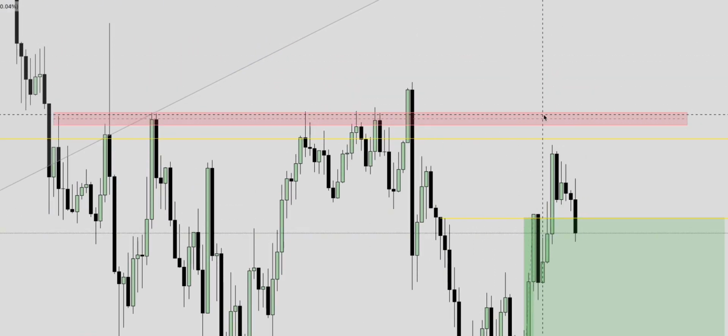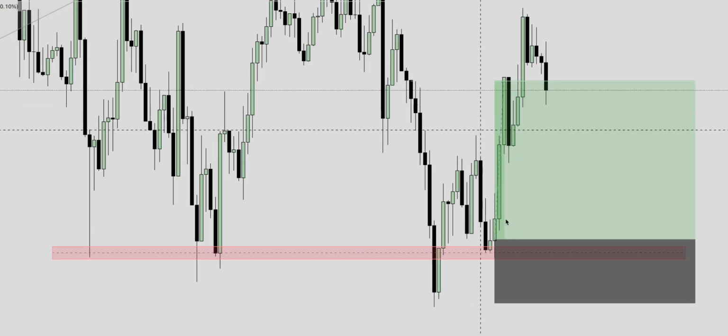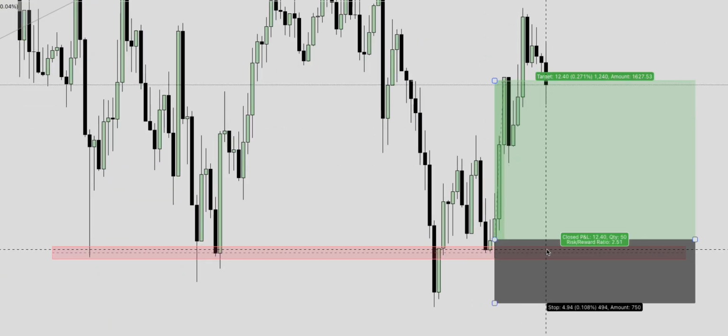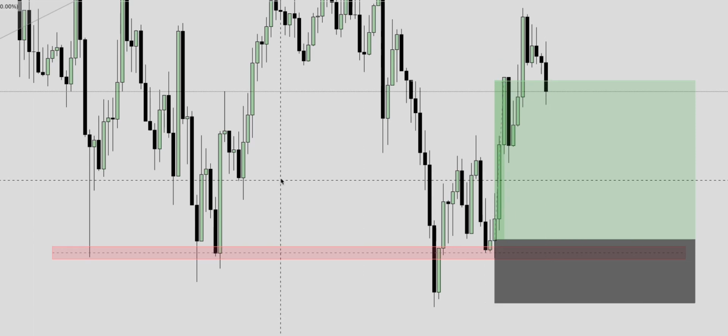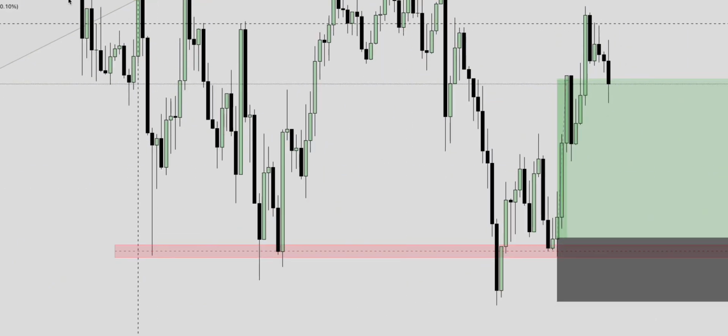Above this level, as I said, if we close above this level, we're testing somewhere here, I'm gonna get in here and push up. So for now, I have a buy limit waiting for me here. Let's see what's happening. So that's the trade of today.